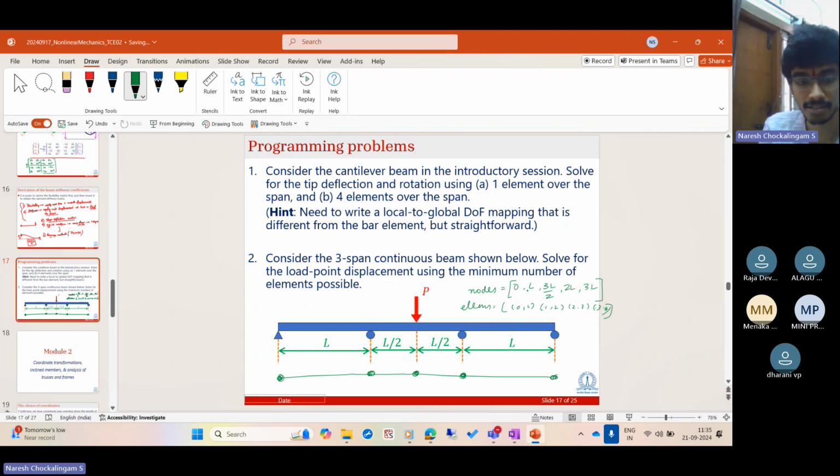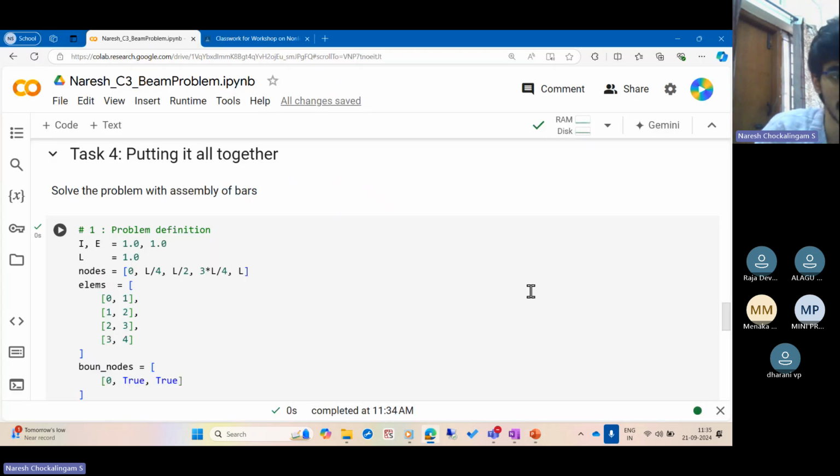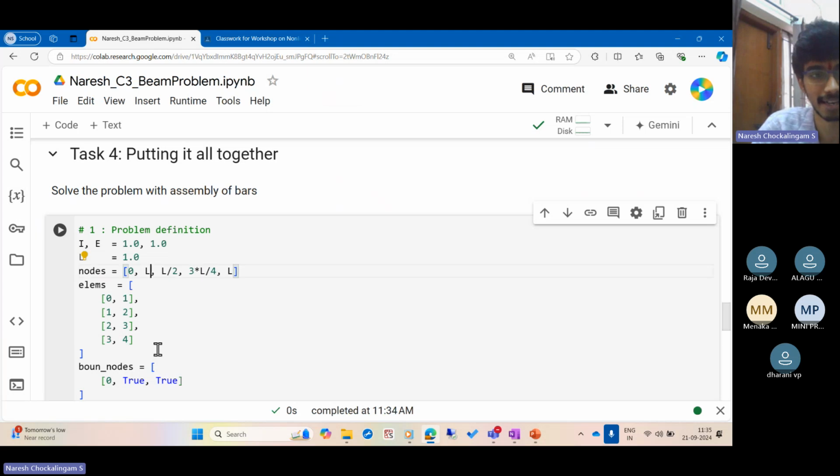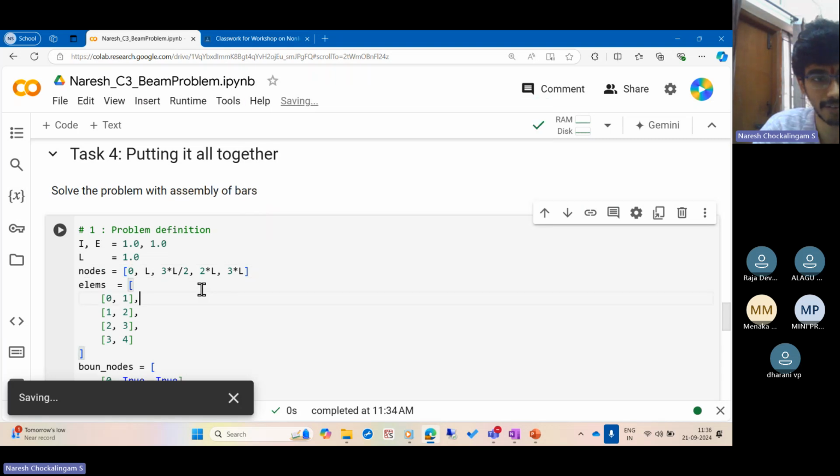And what are the boundary conditions? Okay, we'll do it right. So EI is this. Nodes are 0, L. L we will take as 1. And this is 3L by 2. Then you have 2L and 3L. So this is the benefit of doing this coding. You don't have to solve a different problem every time. Just change the input. You can solve any boundary condition, any loading.